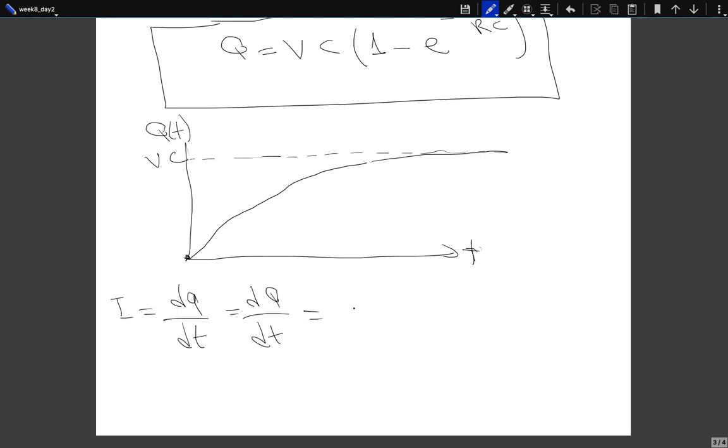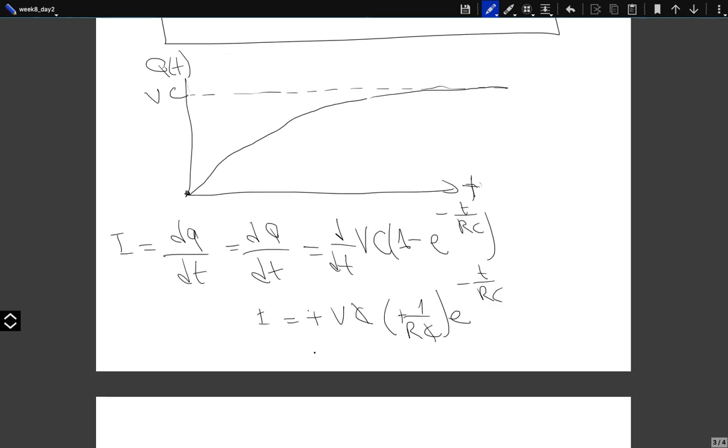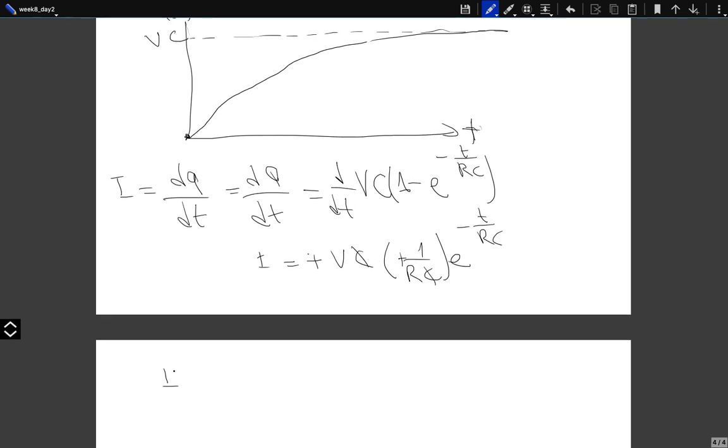You see, we had already related the current to the charge in the capacitor. This is equal to d by dt of V times C times 1 minus e to the power minus t over RC. So if you just take that derivative, minus VC times minus 1 over RC, e to the power minus t over RC. So these C's cancel, minus minus cancels. So the current is V over R, e to the power minus t over RC.